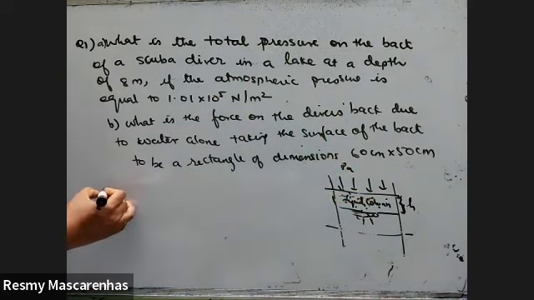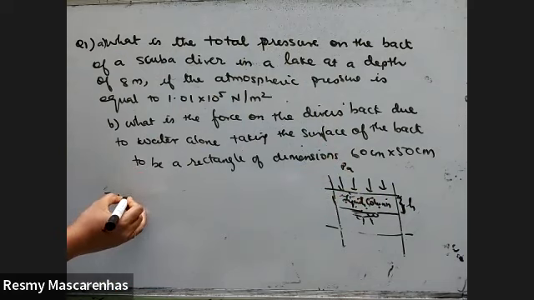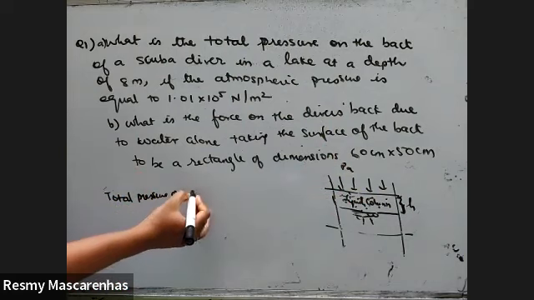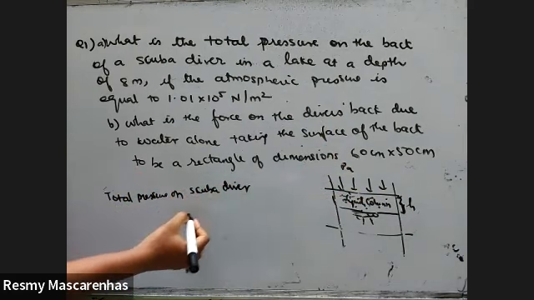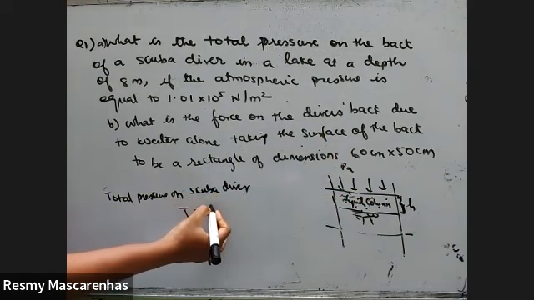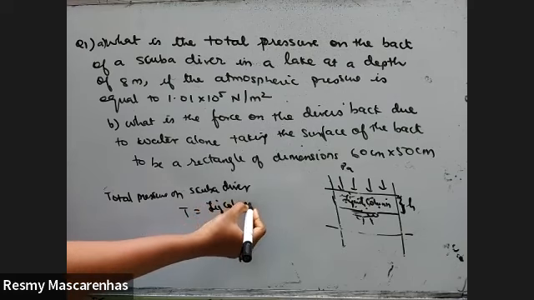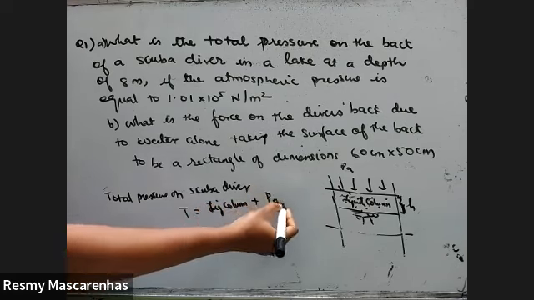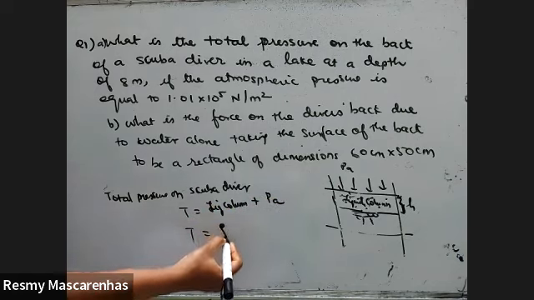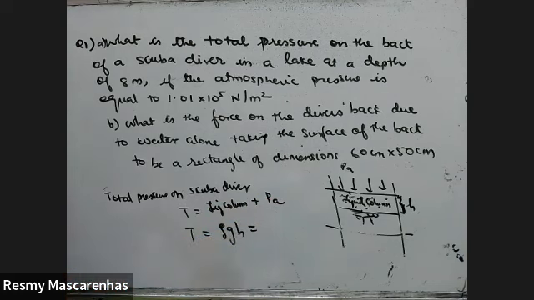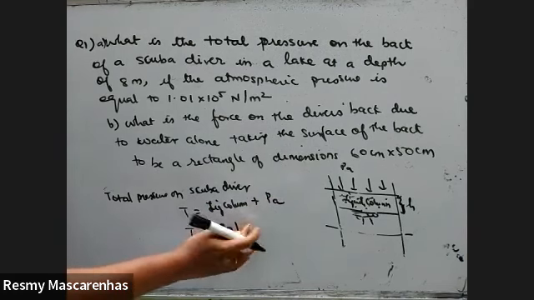So the total pressure on the scuba diver will be the pressure due to the liquid column plus atmospheric pressure. Pressure due to a liquid column is a fixed formula, rho g h, plus P.